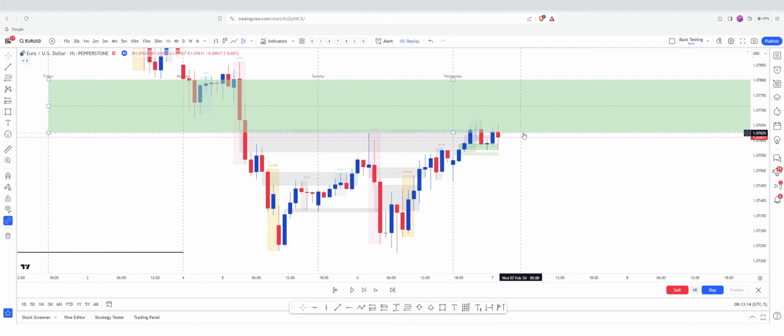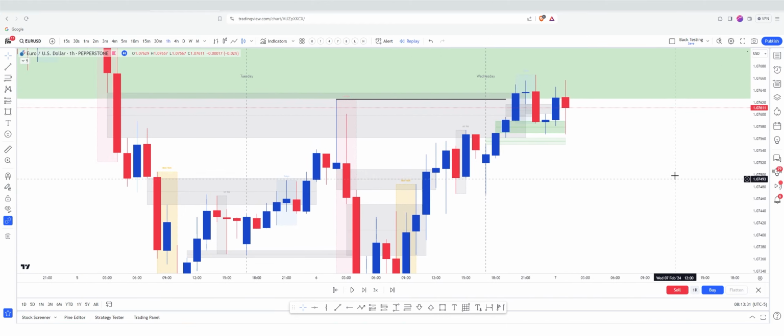So this large green area is our daily fair value gap. We're currently tapping into that. We've left displacement through the Asia range, displacing higher. We've taken yesterday's high. We are respecting this bullish fair value gap here.